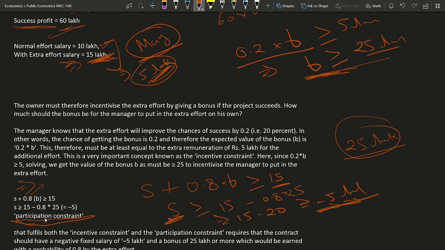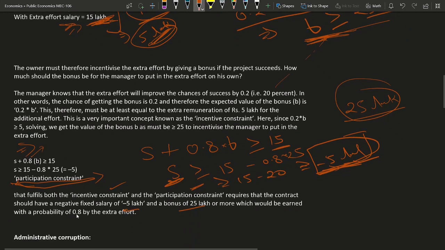The manager will decide whether he wants to participate, giving up the fixed salary of minus 5 lakh to the owner. That fulfills both the incentive constraint, this B, and the participation constraint, this S. It requires that the contract should have a negative fixed salary of minus 5 lakh and a bonus of 25 lakh or more, which will be earned with a probability of 0.8 by the extra efforts.